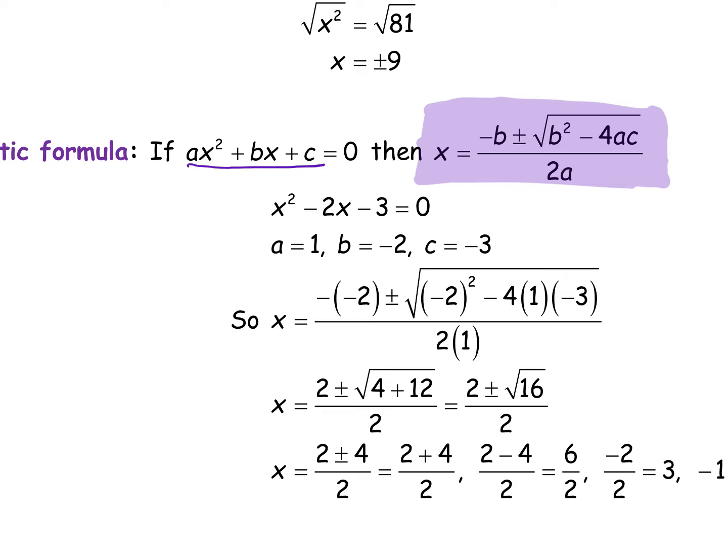So everything has to be, I have to put everything on the same side of the equal sign before I start. I pick out A, B, and C. A is the number with x squared, B is the number with x, and C is the number with no variable. And then I plug it in and do order of operations, and that's it.